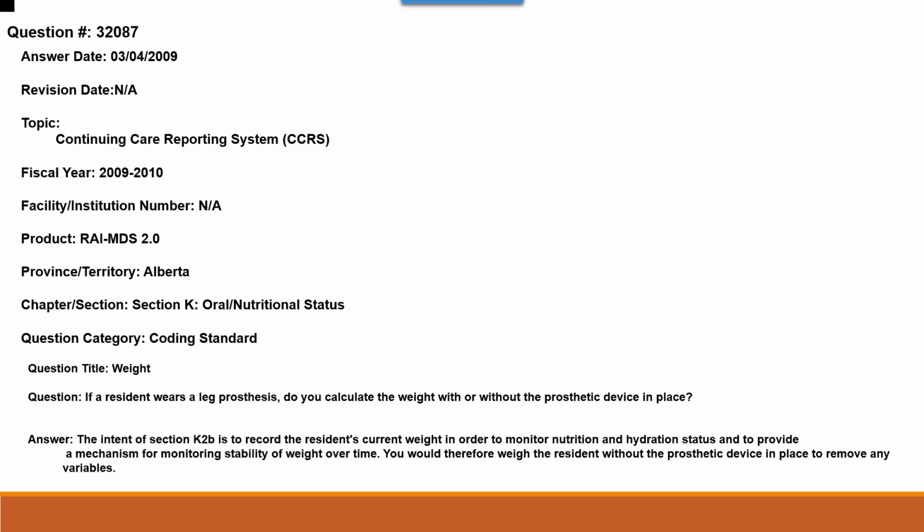And again, in K2B is recorded the resident's current weight in order to monitor nutrition and hydration status and to provide a mechanism for monitoring stability of the weight over time. You would therefore weigh the resident without the prosthetic device in place to remove that variable.